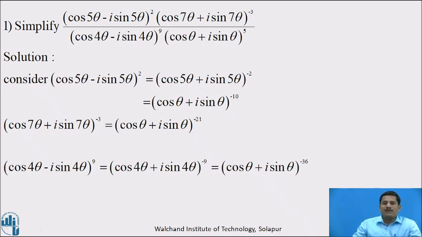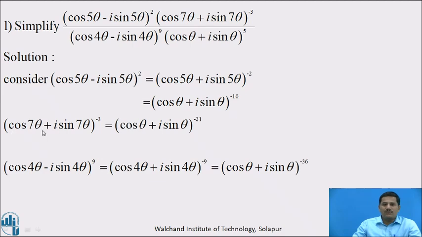To simplify such a complex number, we consider each term and try to write it in the form cos θ + i sin θ with some power. Consider the first term, (cos 5θ − i sin 5θ)². According to corollary number 2, we can take this 5 and the minus into the power, so that the term left is (cos θ + i sin θ) raised to −5 into 2, which is −10.